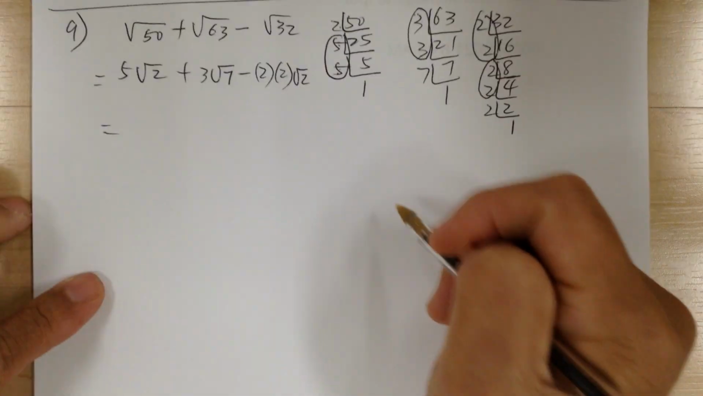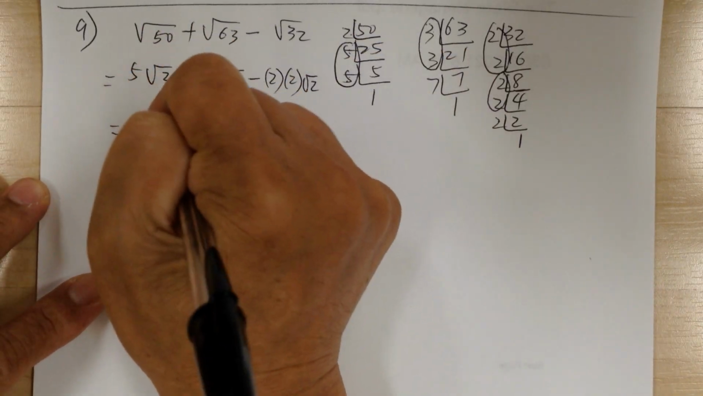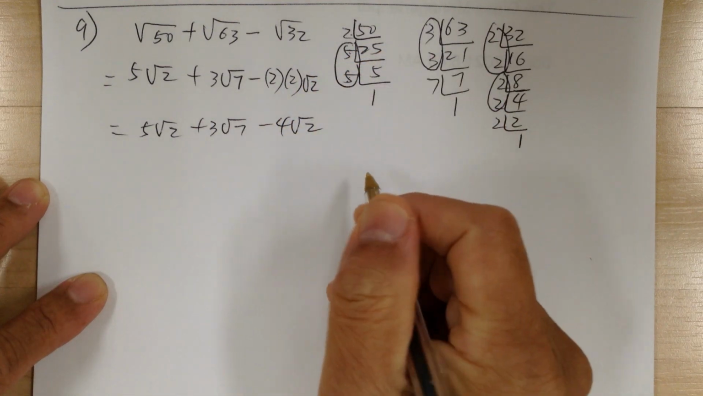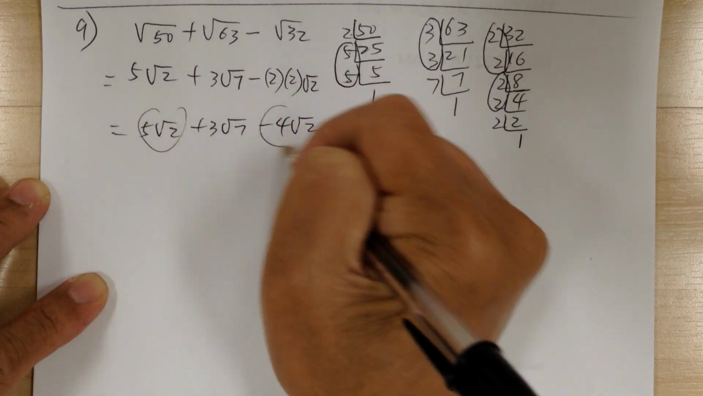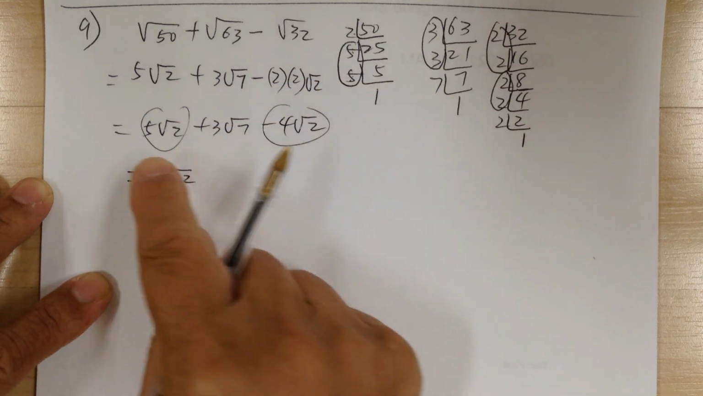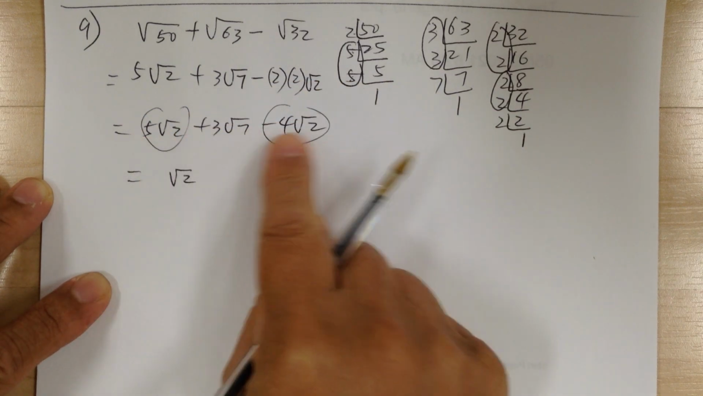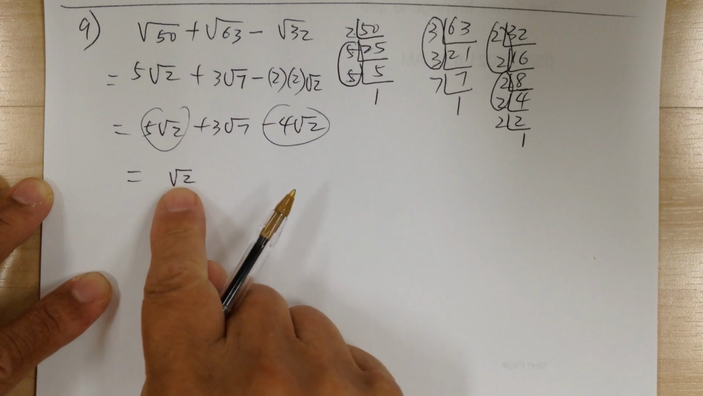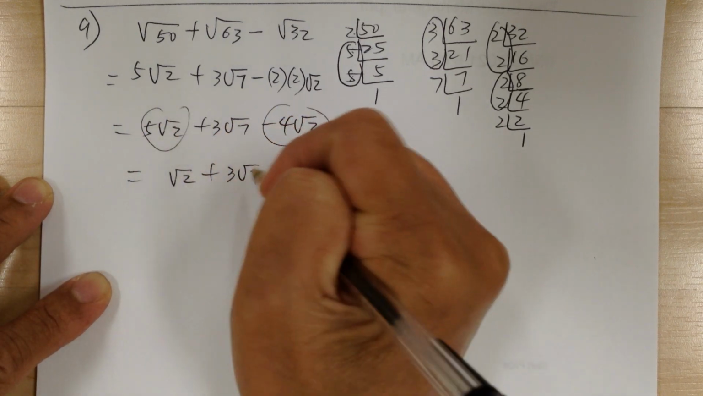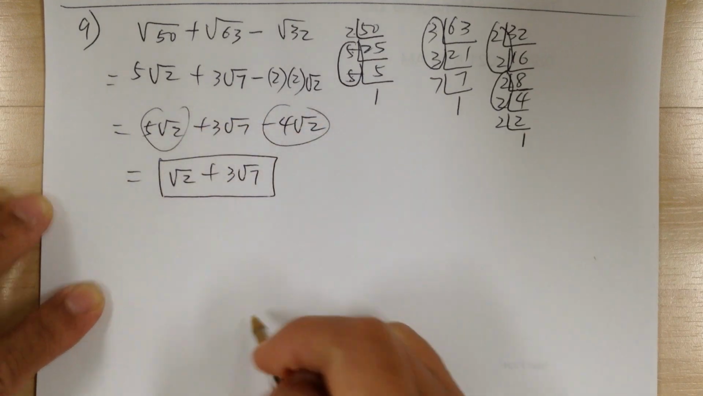Okay, so multiply these things out. So you got 5 square root of 2 plus 3 square root of 7 minus 4 square root of 2. Okay, so now you can add these two together. So this would give you square root of 2. I think about 5x minus 4x gives you 1x. So you're going to get one of these, but you don't write coefficient 1. Okay, and so that's it.